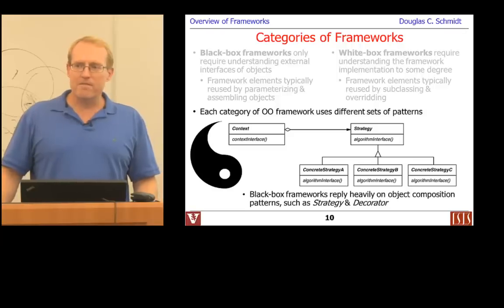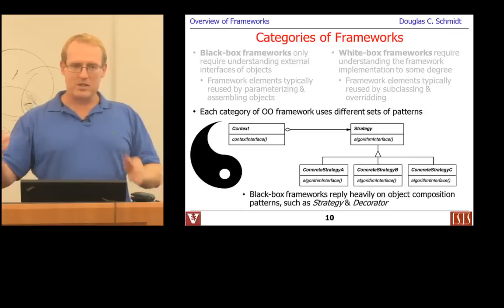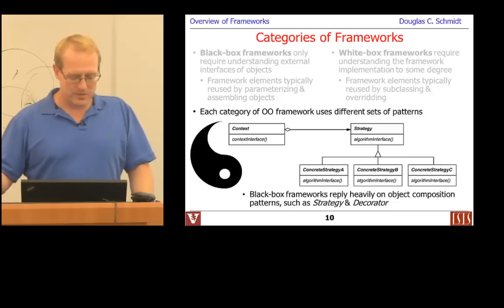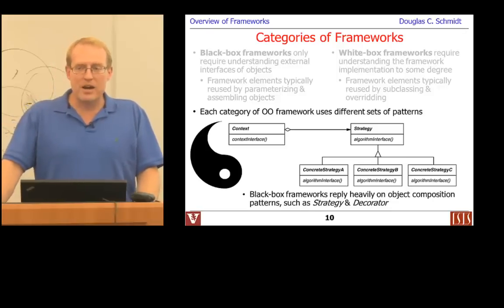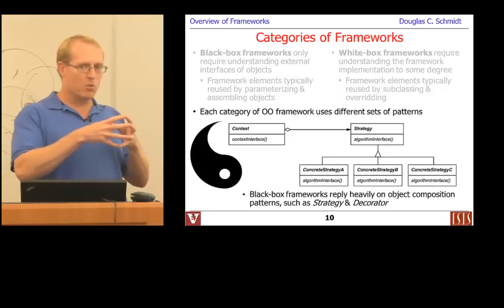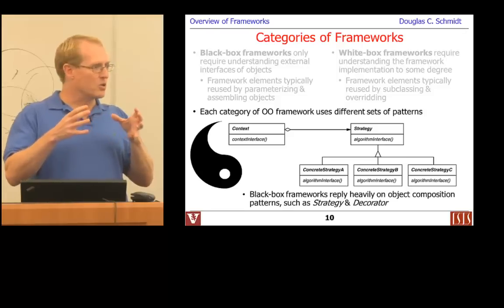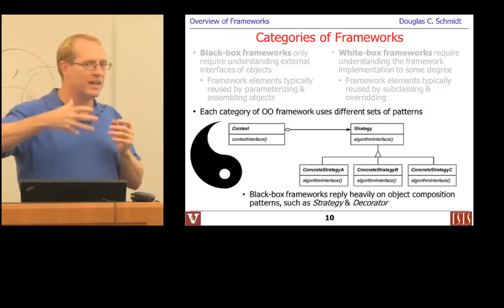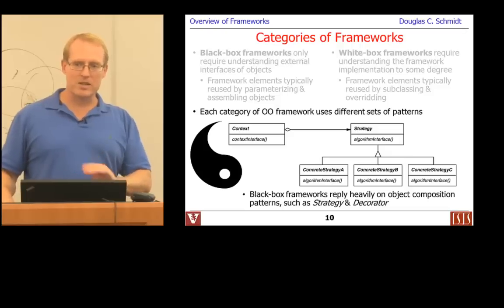Each category of framework, black box, white box, uses different sorts of patterns. So for example, black box frameworks tend to use patterns like strategy or decorator, where you're going to reuse things more or less without having to know a lot of the internals of how things work. You just kind of plug in various elements. And we'll see some examples of that.